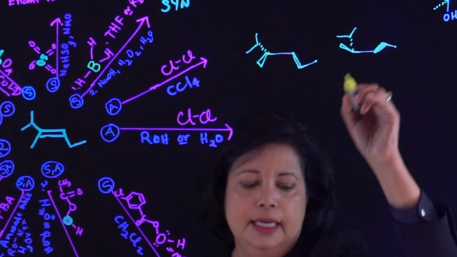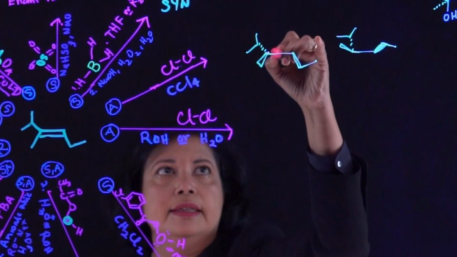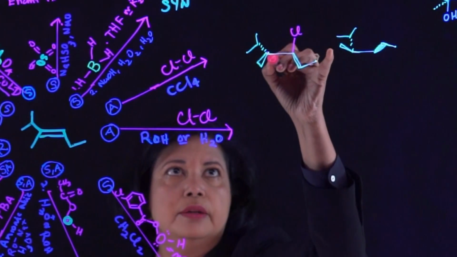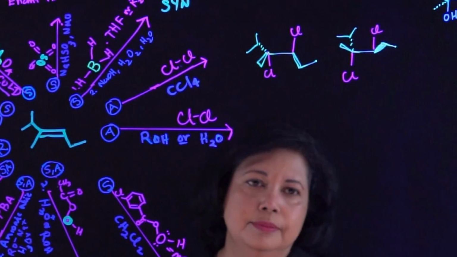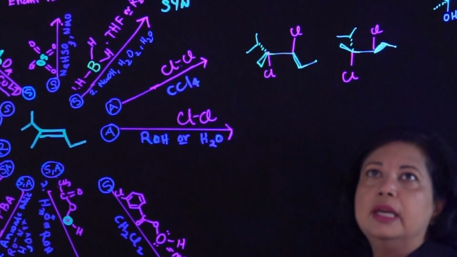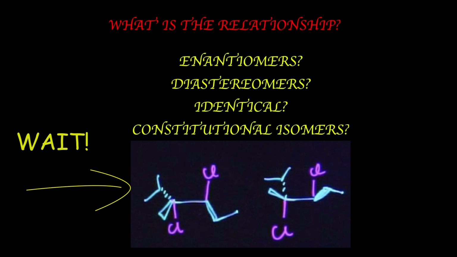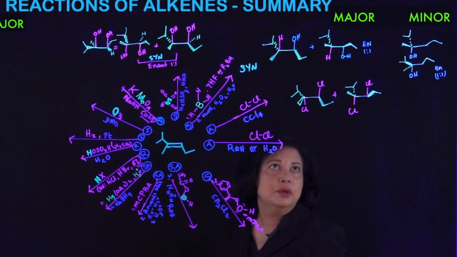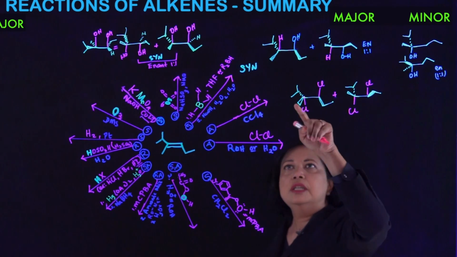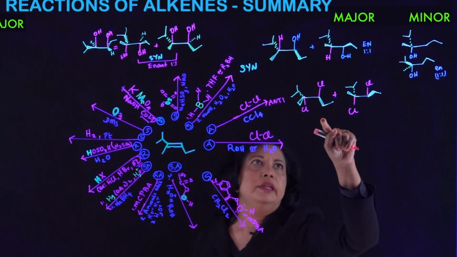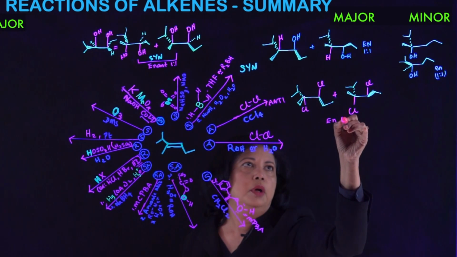You're going to have that. And your chlorine will go on opposite sides. So if it is going up here, it'll go down here. And if it's going down here, it'll go up here. All right, what's the relationship? Same question every single time. So, what's the relationship? Well, you can see it's going to be anti-addition. And you put a mirror right here, it's going to exactly reflect this. So these are enantiomers 1-to-1.